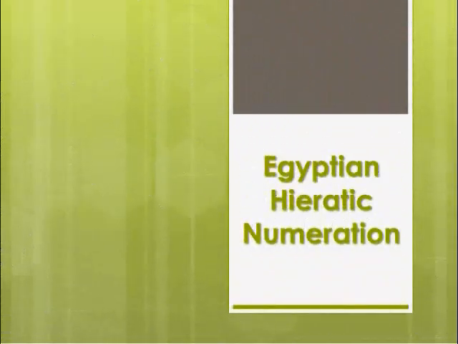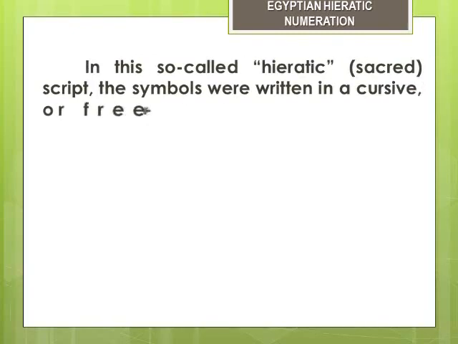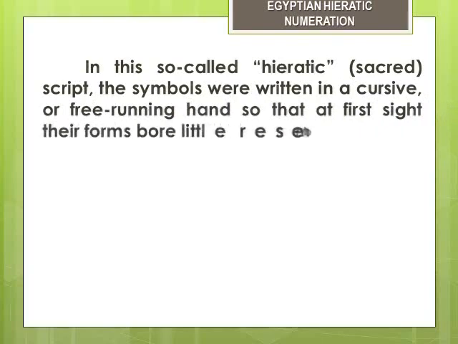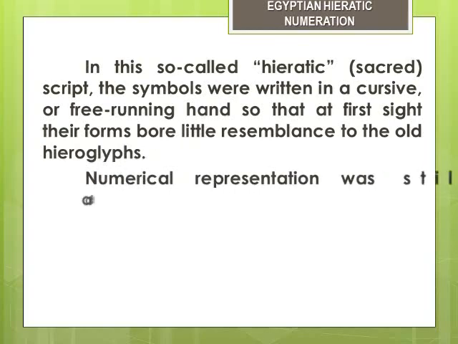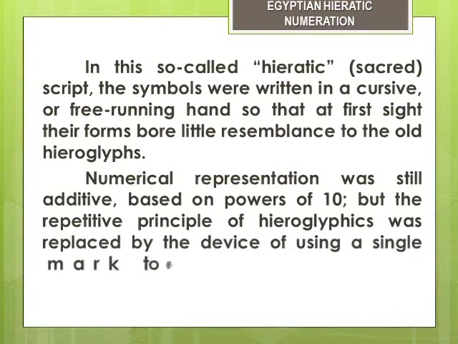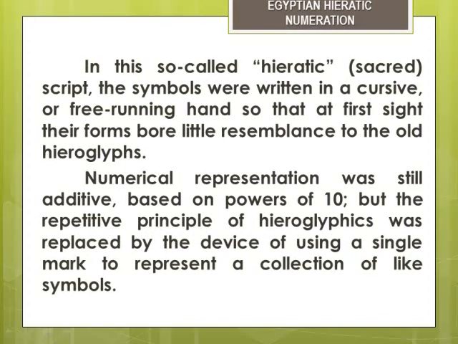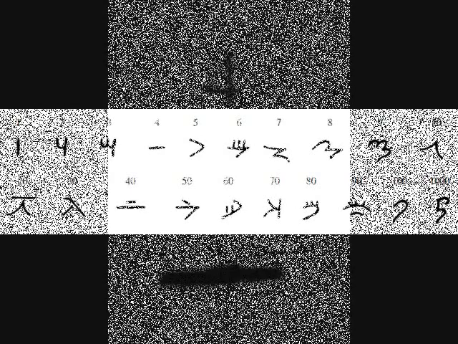Egyptian hieratic numeration. In this so-called hieratic or sacred script, the symbols were written in a cursive or free-running hand so that at first sight, their forms bore little resemblance to the old hieroglyphs. Numerical representation was still additive based on powers of 10. But the repetitive principle of hieroglyphics was replaced by the device of using a single mark to represent a collection of like symbols. Let us look at the figure. Example, number 4 is represented by a short horizontal line.